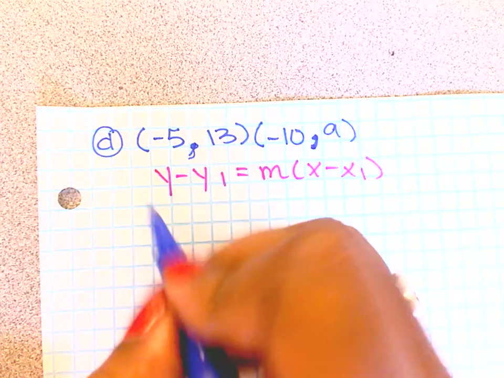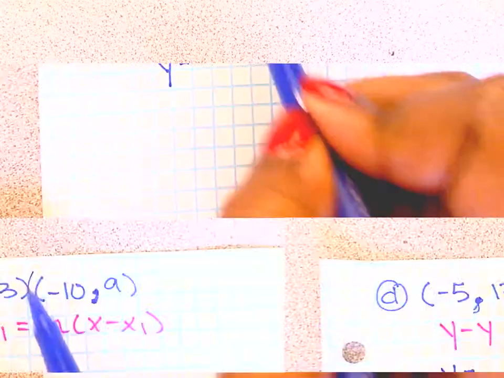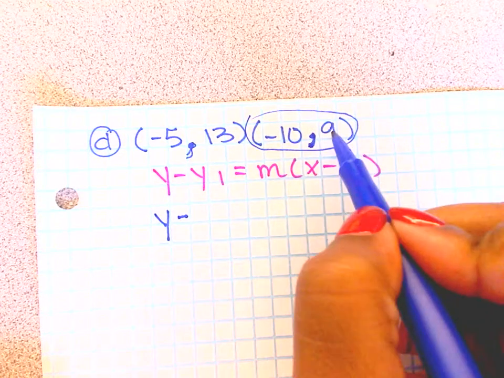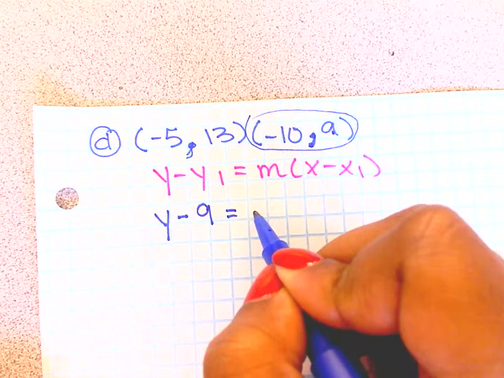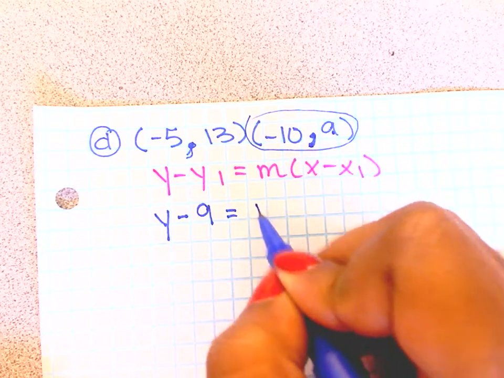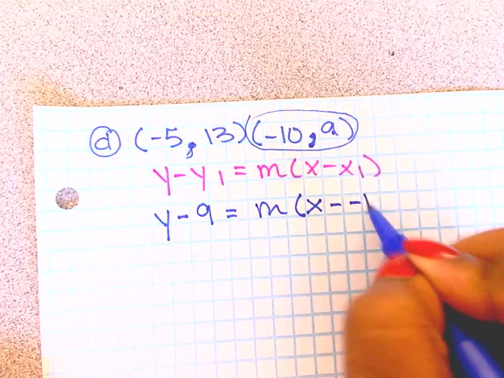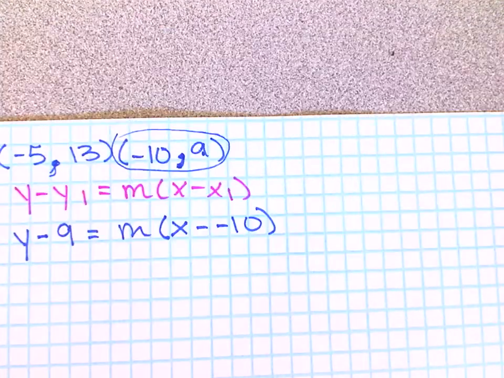All right, so I'm going to leave y. y1 means take one of my coordinates. Again, I'm going to pick the second one. So I'm going to say y minus 9 equals m, my slope, which I don't know, times x minus negative 10. Now wait a minute, I don't have my slope. So can I write it in point slope form yet? No, I have to find the slope first. So how am I going to do that?